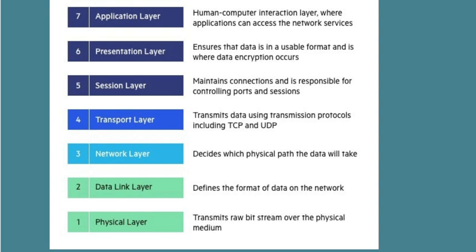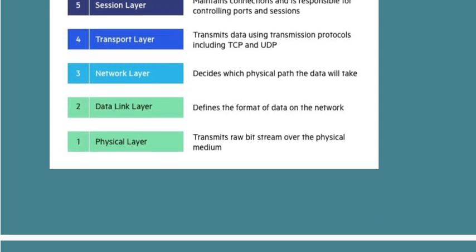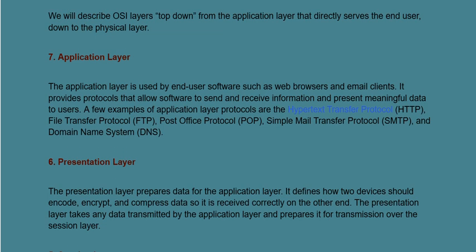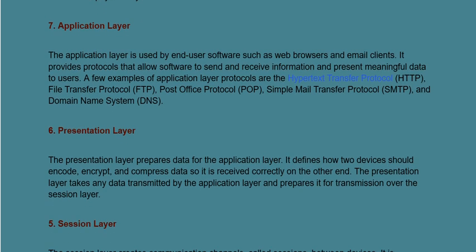The 3rd is the network layer, which decides which physical path the data will take. The 2nd is the data link layer, which defines the format of data on the network. And the bottom layer, the first layer, is the physical layer, which transmits the raw bit stream over the physical medium. We'll describe the OSI layers top down, from the application layer that directly serves the end user down to the physical layer. So let's take a look at the 7th layer of the OSI model, which is the application layer.